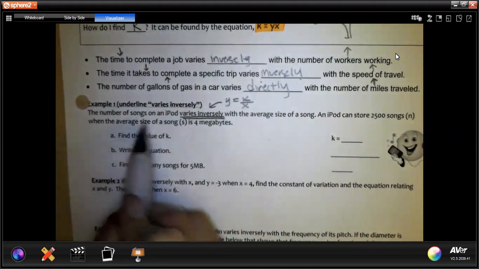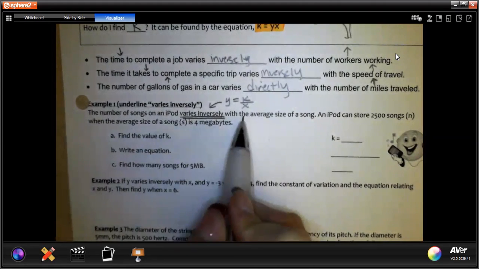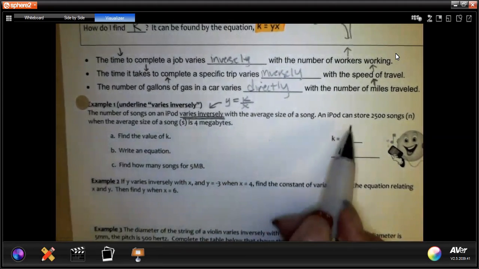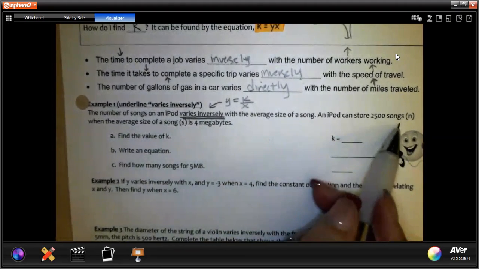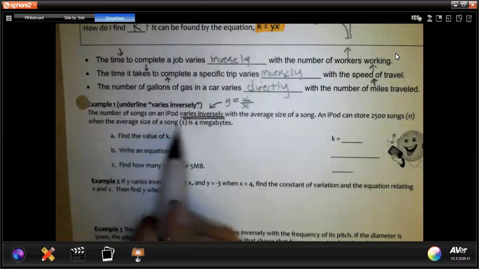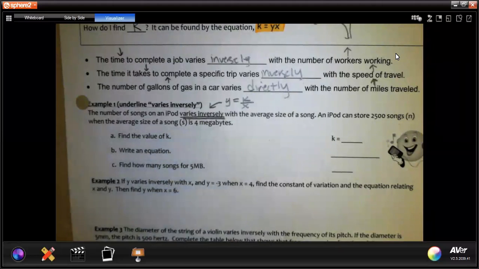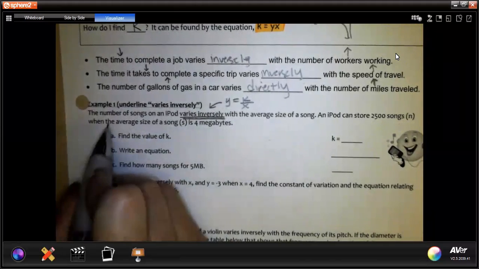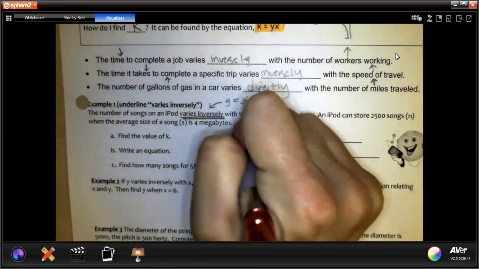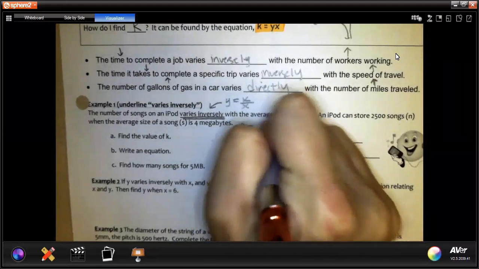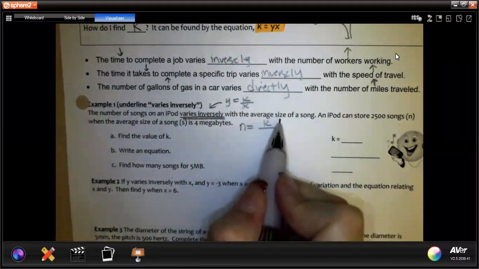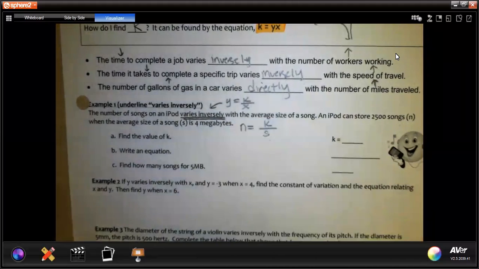So the number of songs on an iPod varies inversely with the average size of a song. An iPod can store 2,500 songs when the average size of a song is 4 megabytes. So the first thing I would want to do is find the K so that I can write the equation. So here's my number of songs, N, is equal to some constant divided by the average size of the song. So I'm going to call that S. So N is the number of songs and S is the size.